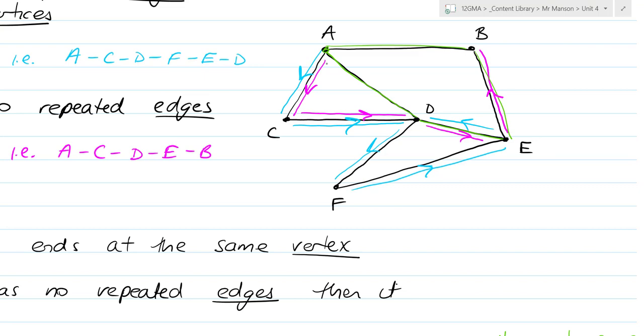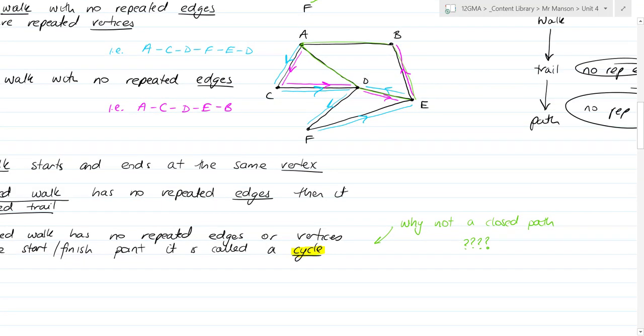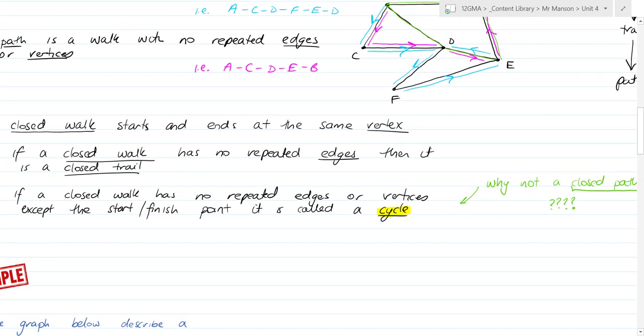So that's called a cycle, and it's also a closed path, although mathematically we call it a cycle, which is kind of annoying. You won't really see closed path come up that often, but you will see cycle come up in its place.